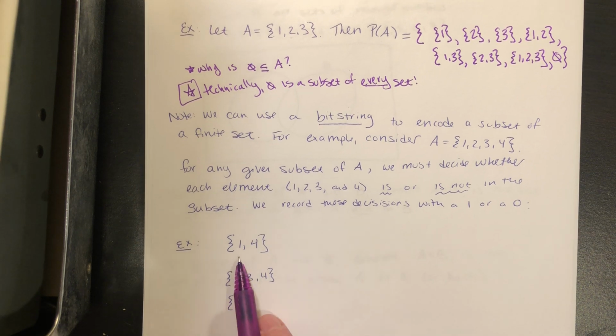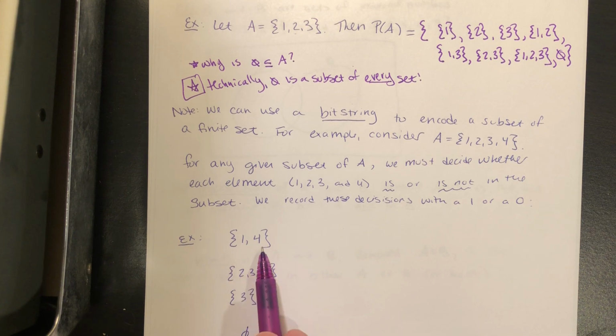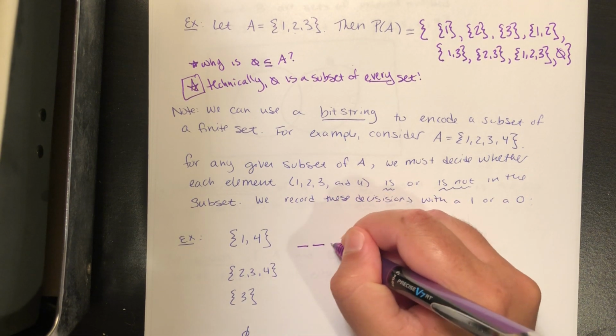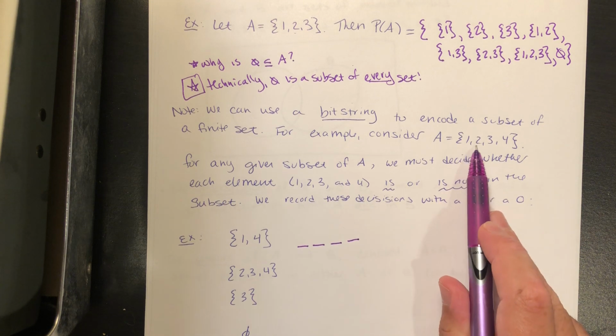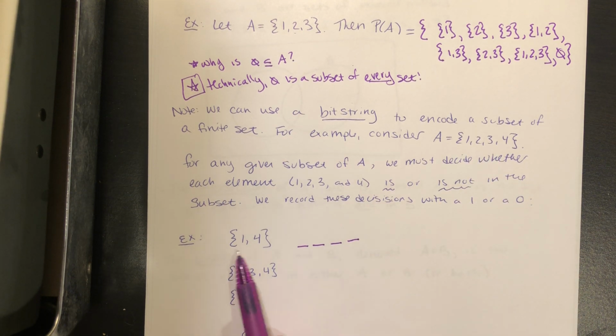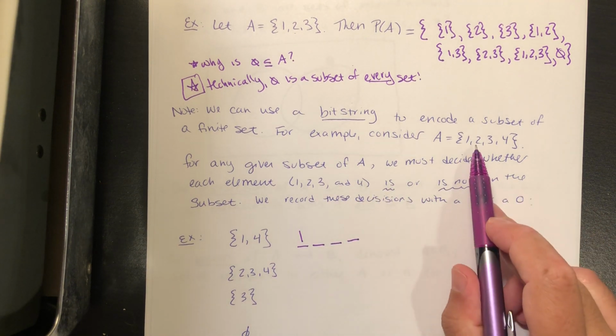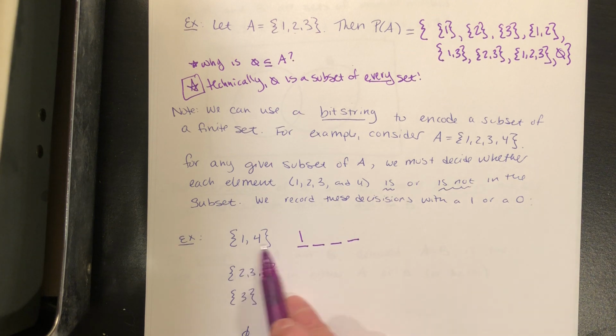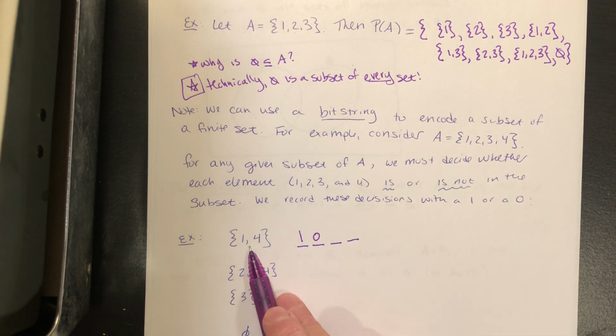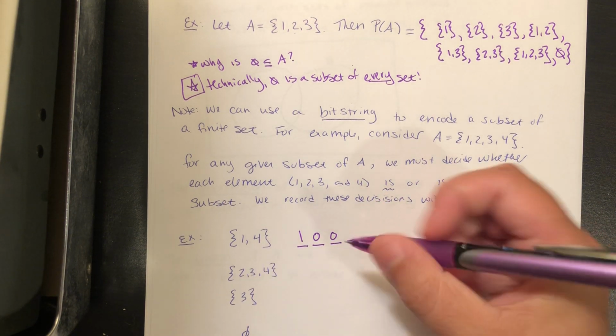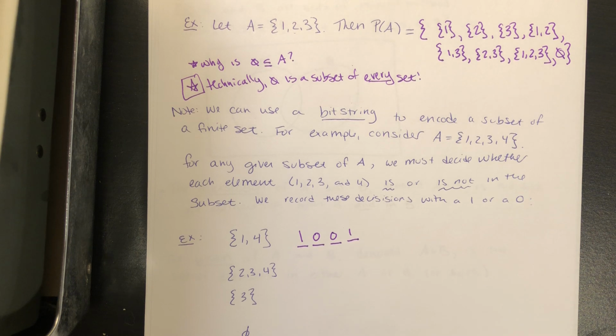So as an example here, let's look at the set 1 and 4. Right, remember there's 4 decisions to make here. Is each one of these numbers in the subset or not? All right, the first one is 1. Is 1 in the subset? It is. So we'll put a 1 here for yes. The next number in our set is 2. Is 2 in the subset? It is not, so I'll put a 0 here. All right, 3, is 3 in the subset? No, so I'll put a 0. And 4, is 4 in the subset? Yep, so I put a 1. So this is going to correspond to the binary string 1, 0, 0, 1.